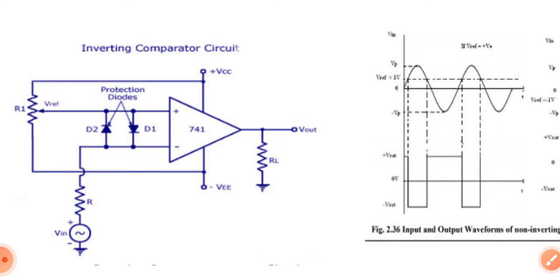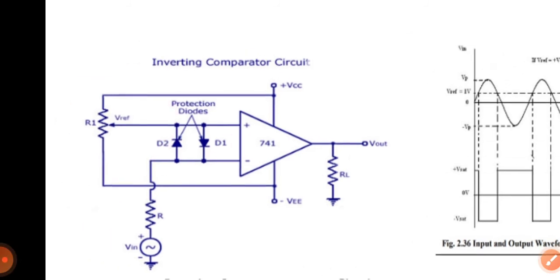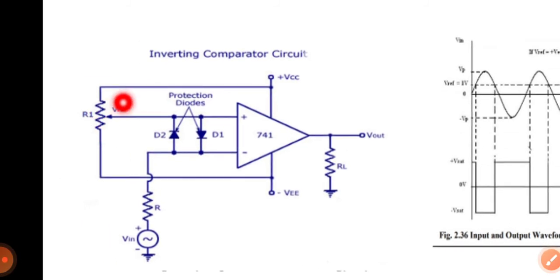In this circuit, V reference is obtained by using the 10 kilo ohm pot. Where is the pot? Here is the pot. Here the pot forms a voltage divider with the DC supply. These are the DC supplies.